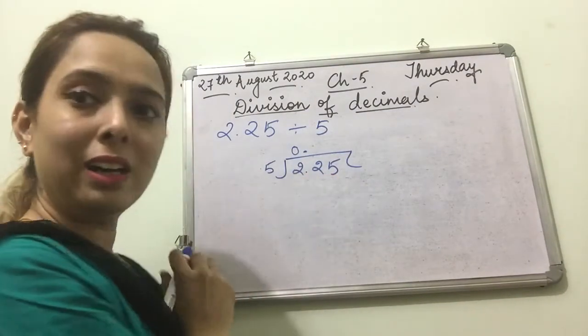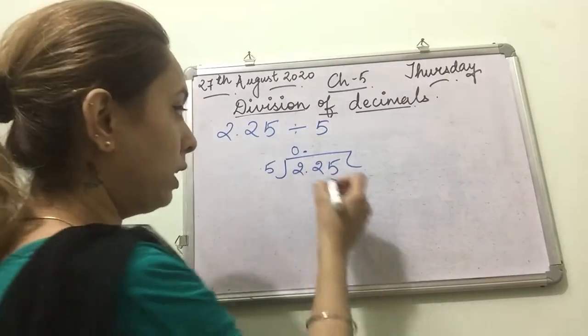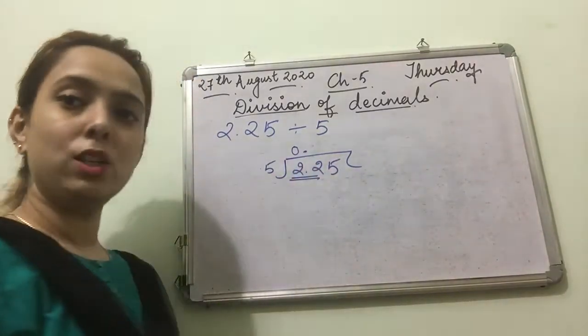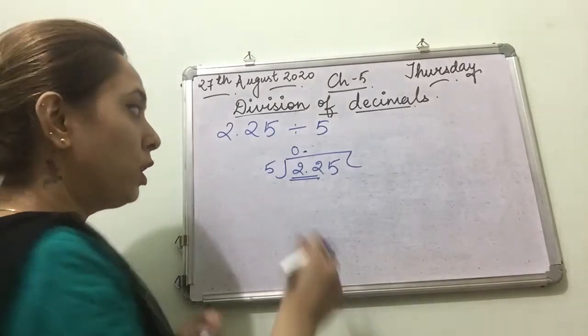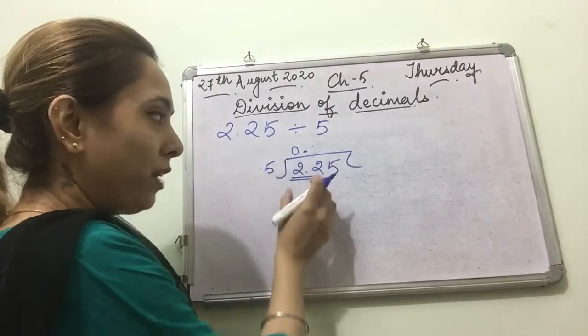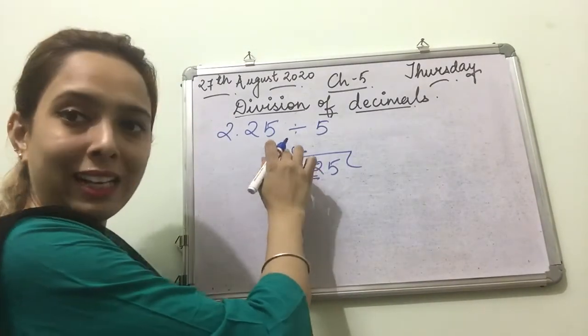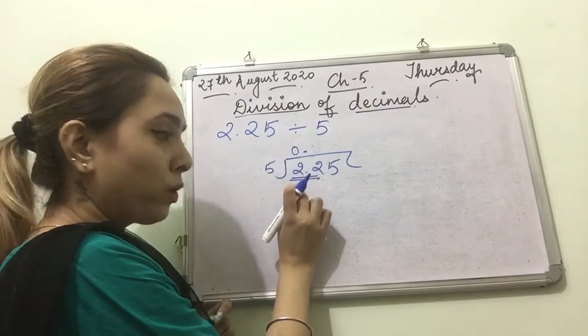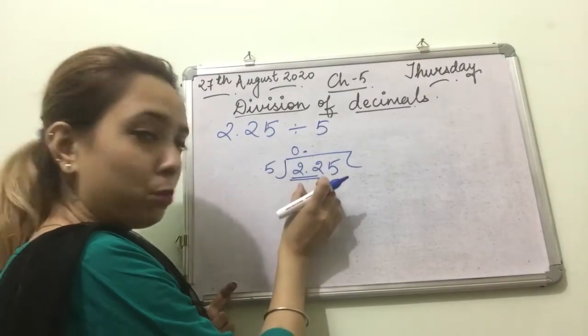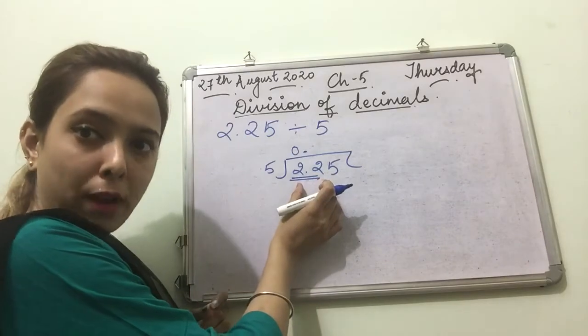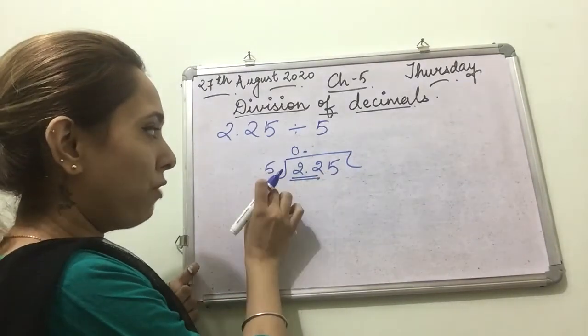You will put a 0 here to consider these two numbers. So now, can we divide? We have already added this 0 here because this 2 is smaller than 5, so we need one more digit to make it greater than 5. Now 22 is greater than 5.